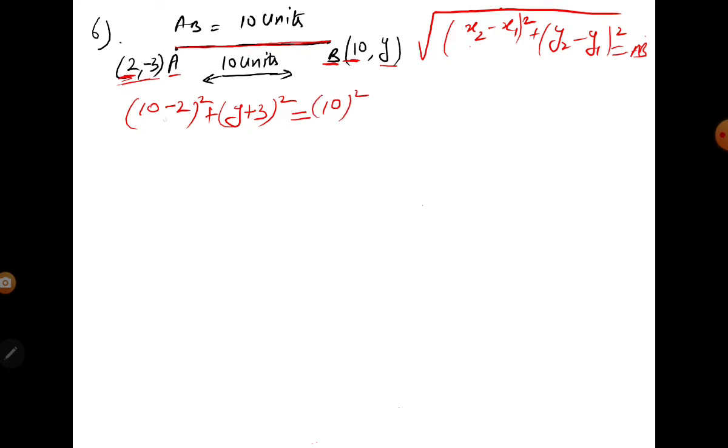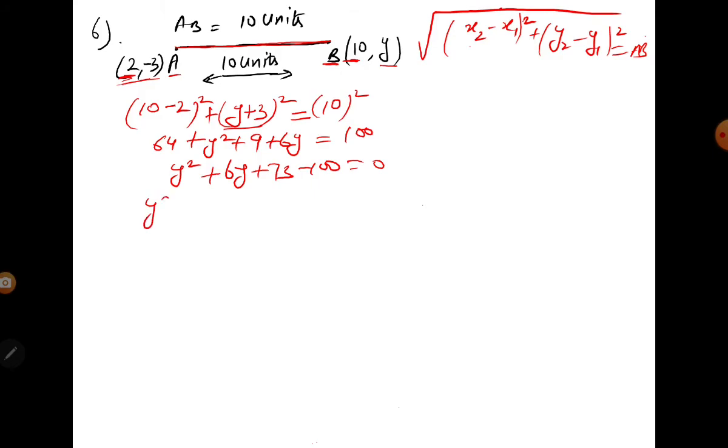What is here? 10 minus 2 is 8, 8 square is 64, plus we'll apply the identity here: y square plus 3 square, which is 9, plus 2ab, that is 6y, is equal to 100. So y square plus 6y, 64 plus 9 is 73, minus 100 is equal to 0.